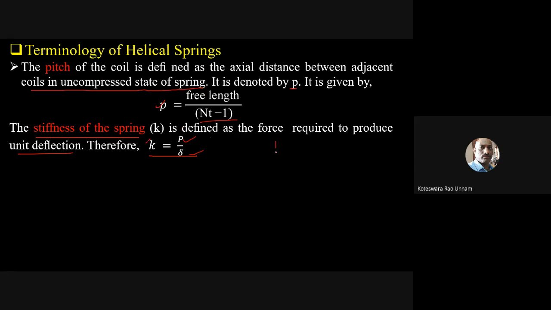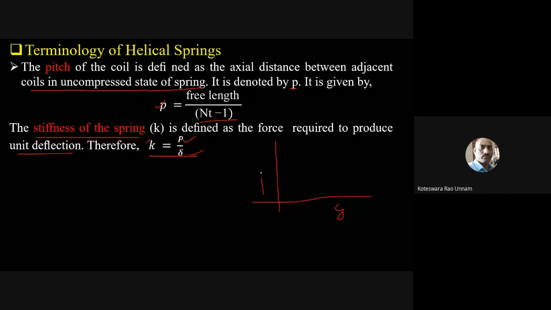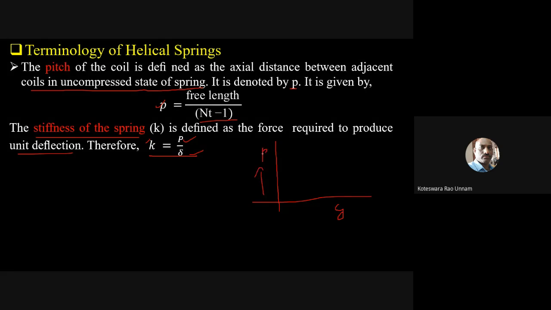So for a linear spring, like I already told, if you draw the load deflection curve, taking the horizontal axis as deflection and the vertical axis as load, it is a straight line. That means your deflection is proportional to P. If P increases, delta will also increase. If P decreases, delta will decrease. And the slope of this load deflection curve is denoted as spring rate, spring constant, or stiffness. All these three terms are the same, which is given by P by delta.